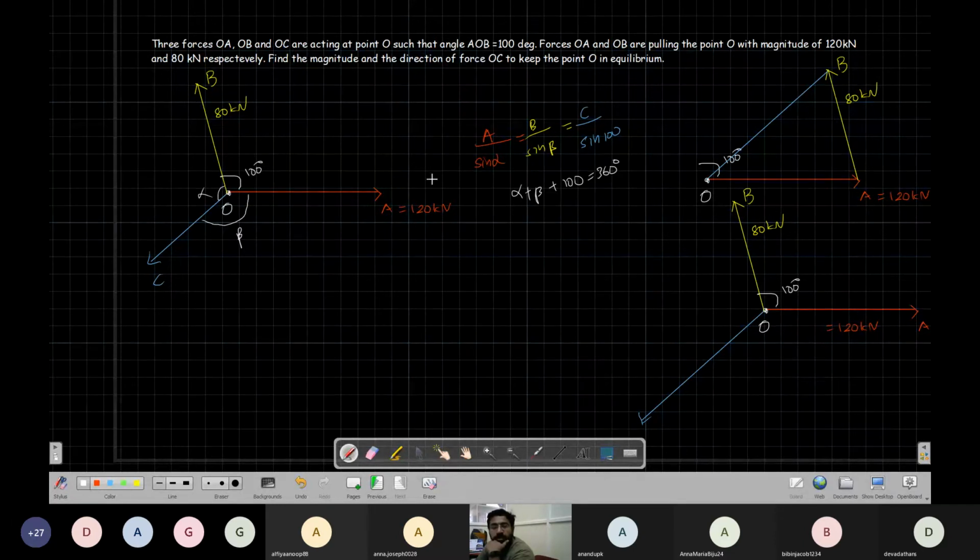So there is Lami's theorem, and there are other ways of solving it, but then try. I'll give you 5 minutes to solve for the angles. You raise your hands.